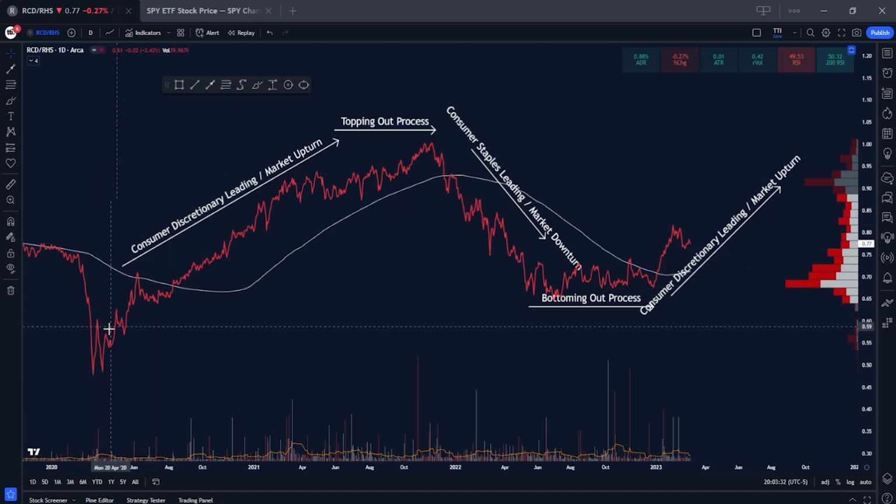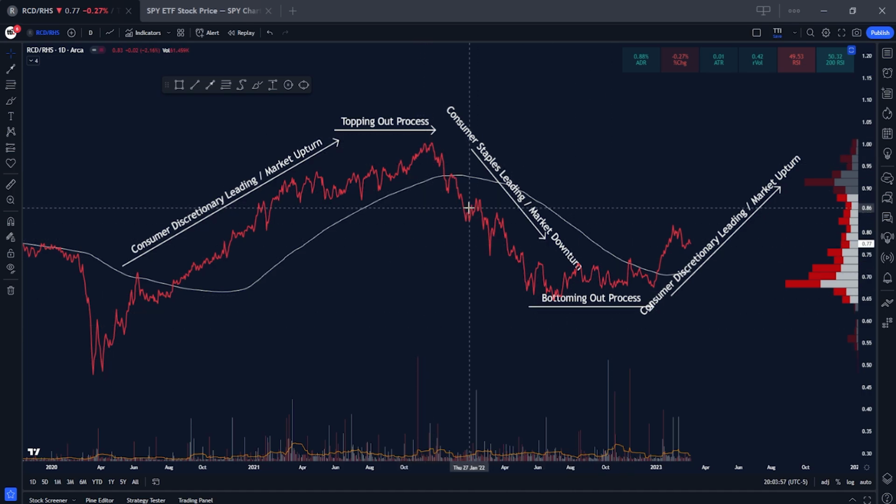So when we divide RCD against RHS and we see from 2020, the market bottom, through essentially the beginning of 2022, which is when the market topped, we see consumer discretionary leading staples. That is a healthy bull market. That relationship is normal in a bull market. We see the topping out process where we can see the slope of the trend start to slow down. And then we see the eventual downturn.